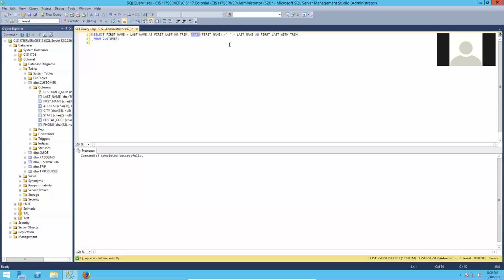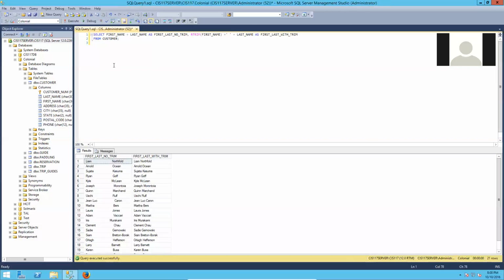And I also had to add a space between first name and last name, otherwise they would be concatenated literally together to where there would be no space. So we used the plus for concatenation, and then I did a single quote space single quote, which will put a space in for us, and another concatenation with last name. So let's go ahead and execute.